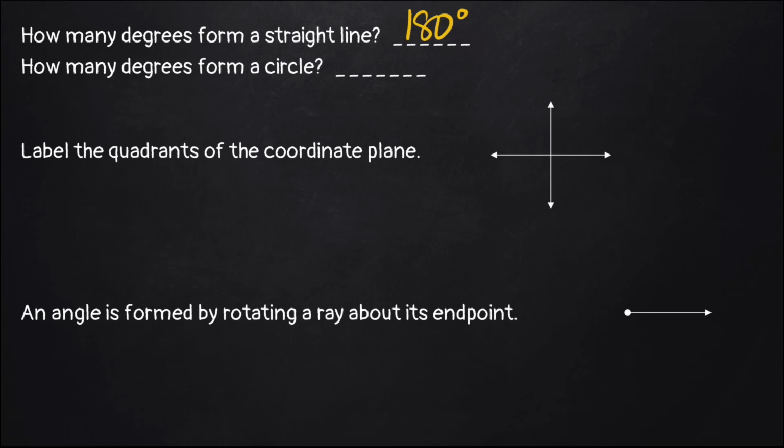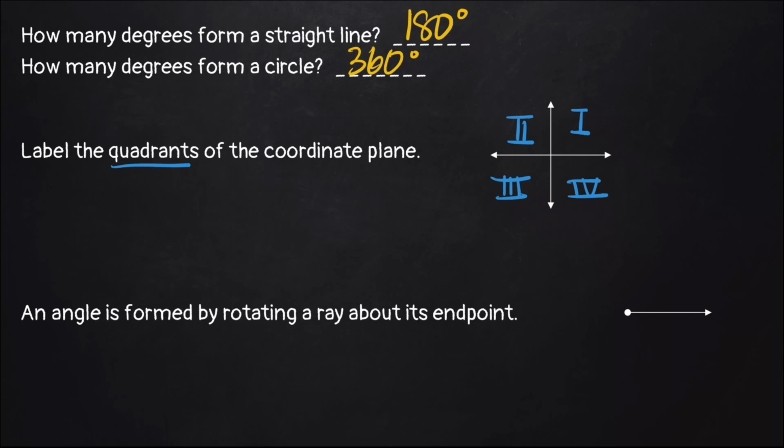And the degrees that form our circle is 360. Now, remembering how to label the quadrants of your coordinate plane, we always start in the upper right with 1, and then you go like a C, or counterclockwise. So 2, 3, and then 4. Again, start at the top and make a C.